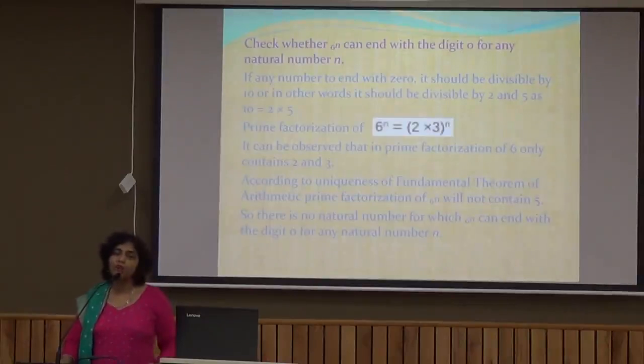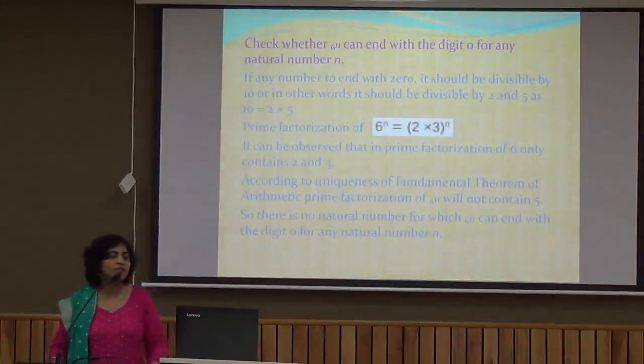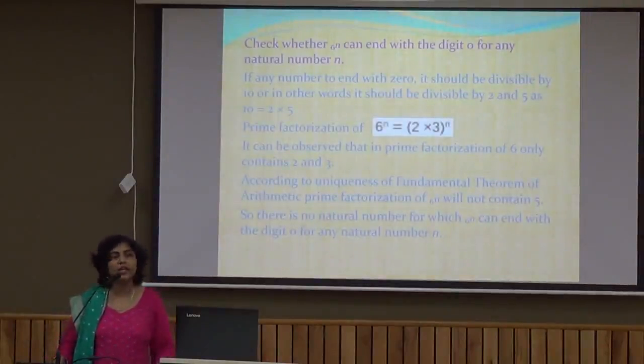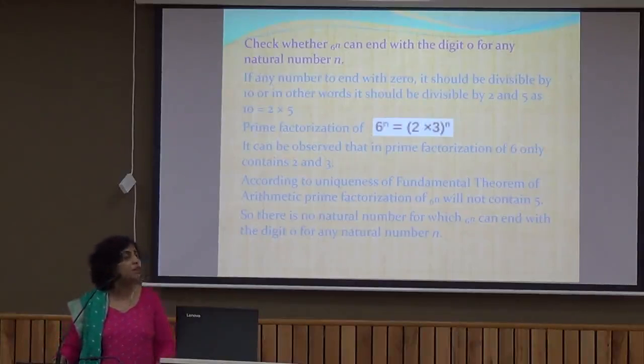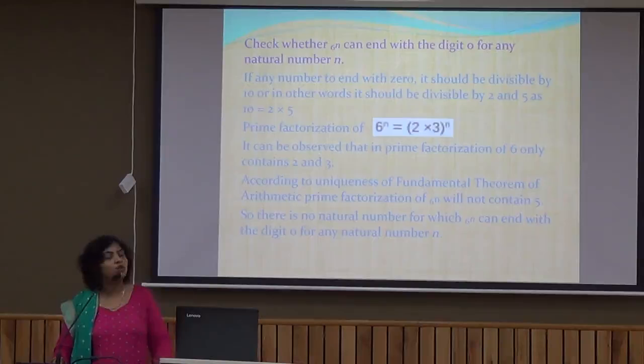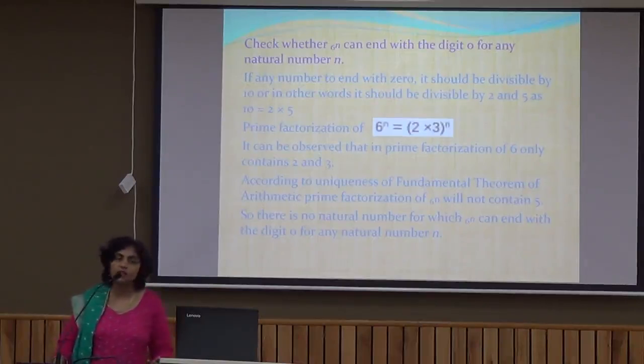Now with the help of the fundamental theorem of arithmetic, let us see whether 6 raised to power n can end with the digit 0 for any natural number n. For any natural number to end with 0, it should have 10 as a factor, and 10 contains the prime factors 2 and 5. That means for a number to end with 0, it is mandatory that it has 2 and 5 as prime factors.